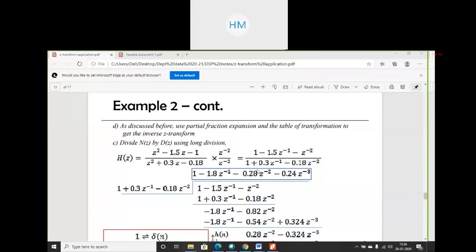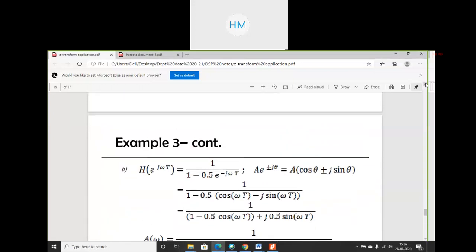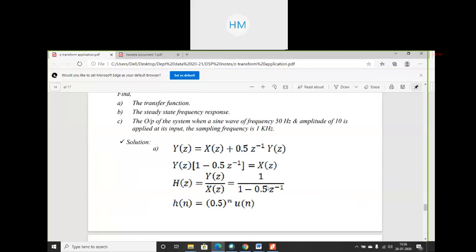Here I had this equation whose inverse Z transform I don't know directly. Clear? So I have simplified this equation by dividing to get a simplified H of z. Now it becomes easier to find h of n of this equation. Similarly, here I had a very simple direct equation of 1 upon 1 minus 0.5 z inverse.